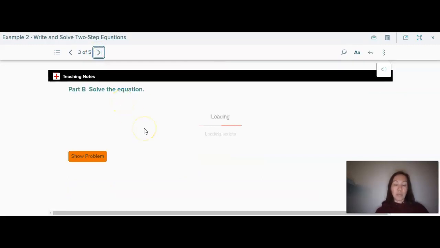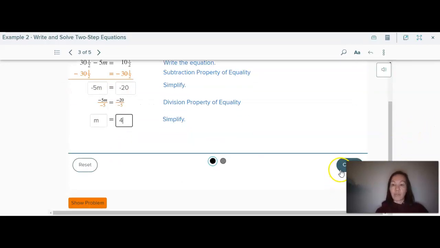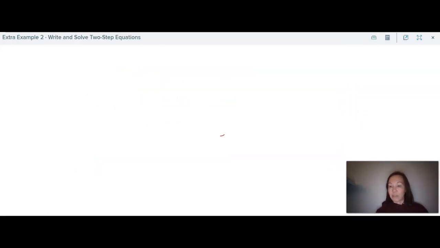So our first step is to get our variable by itself. We'll leave this 5 here, but we have to get rid of this 30 and a half. So we'll subtract 30 and a half from both sides. What's left on the left-hand side is negative 5m, the 30s cancel, equals negative 20, since 10 and a half minus 30 and a half is negative 20. Then we divide both sides by negative 5, and we get m equals positive 4. So it takes 4 minutes for him to drain his tank down to 10 and a half gallons.